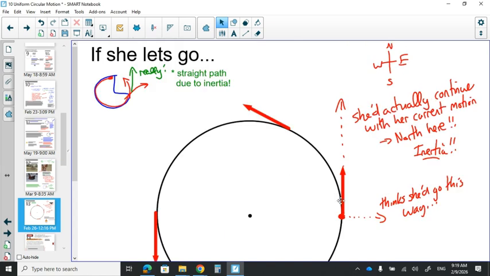If she lets go, then she just keeps going in whatever velocity she had at that instant, right? So if she let go here, she would just go straight north. She has inertia. She had a velocity north. There's no force acting on her anymore. She's going to stay going north.